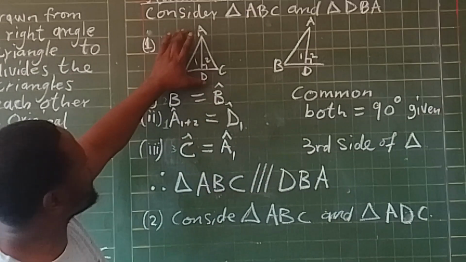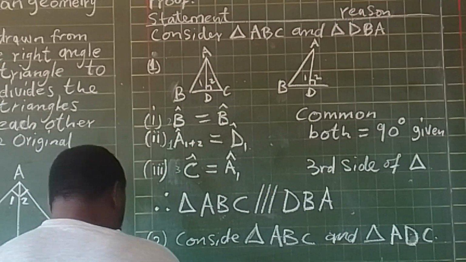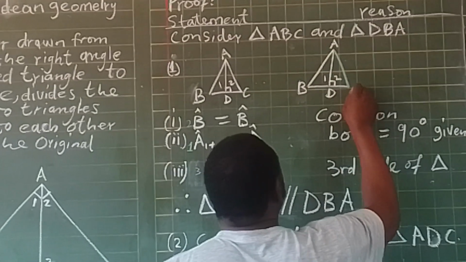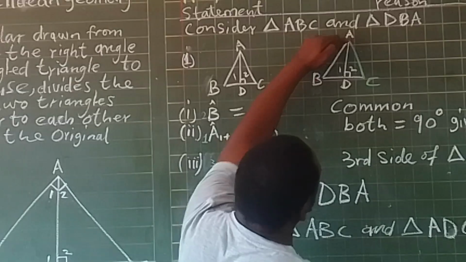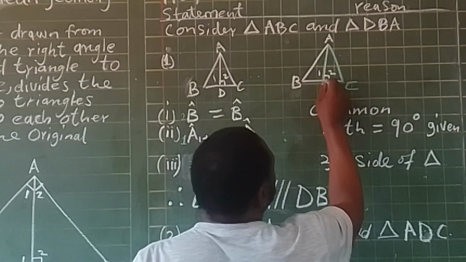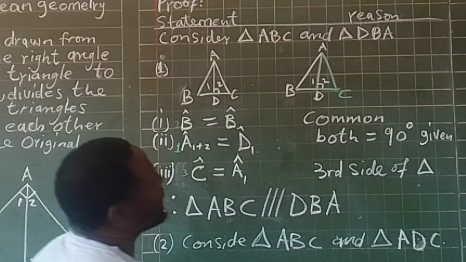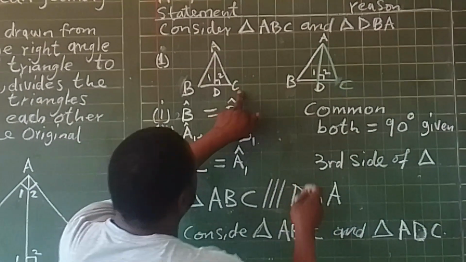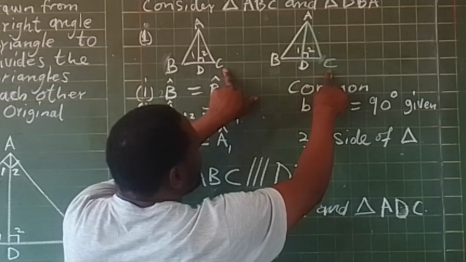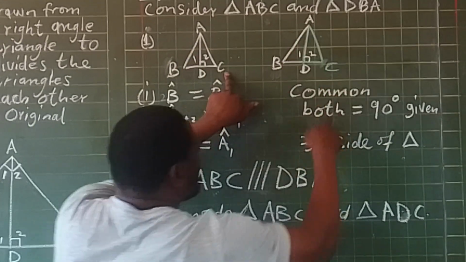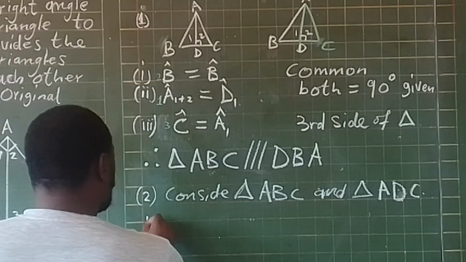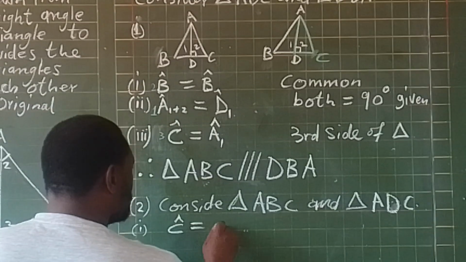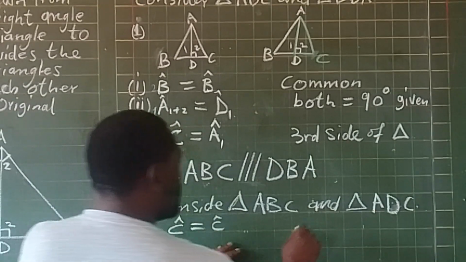So I am going to take this and leave it as it is and draw the one that we are talking about, this side. So you are going to take ADC. That is what we are talking about now. If you can check, you see your C appears on both triangle ABC and ADC. So the C is common. The first one is C equals C. Reason: common.